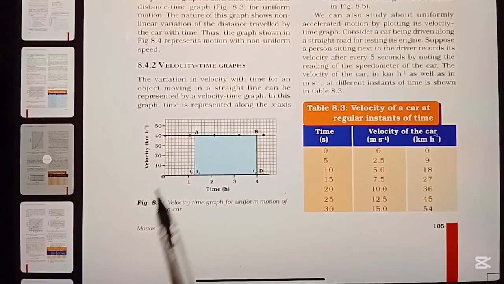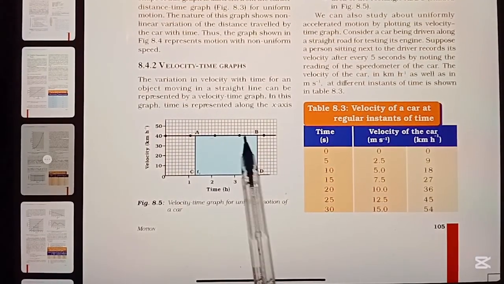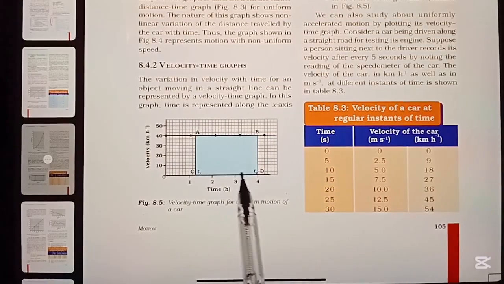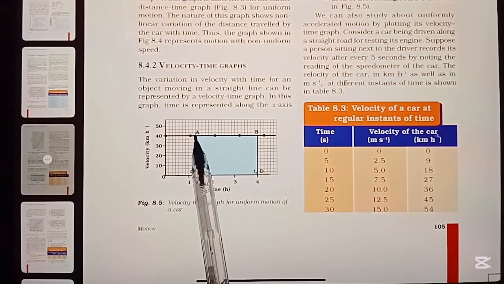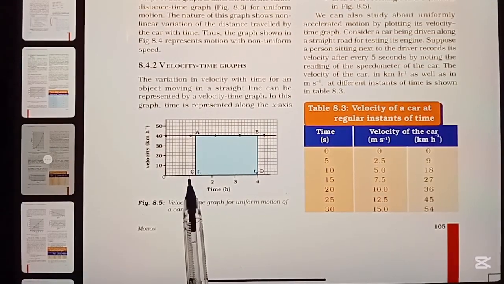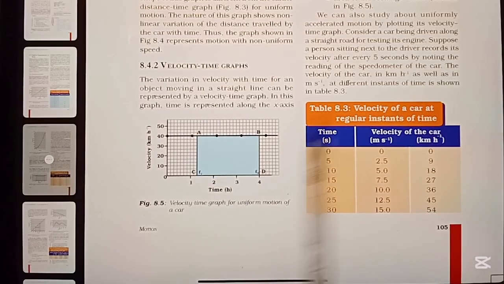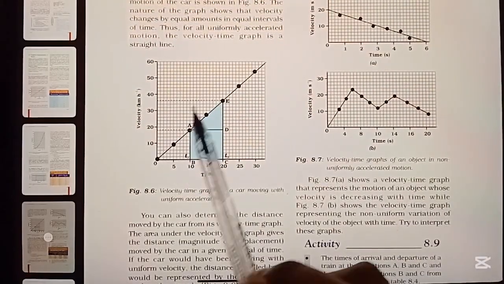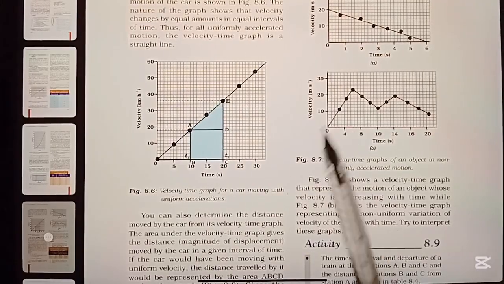Now a CBSE favorite question is how do you find distance from this? Distance is the area under this graph. So if you take the area of this rectangle, you will get the distance. How do you find the area of a rectangle? Area of a rectangle is L into B, right? So L is 40, into B, imagine this starts from 1. So 1 to 4 means 4. So 40 into 4 will give you the distance.